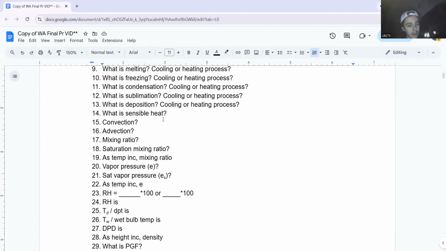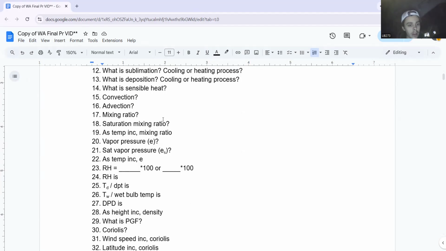What is sensible heat? Heat that we can feel and measure by the touch. What is convection? It is vertical heat or energy transfer. What is advection? Horizontal heat or energy transfer. What is mixing ratio? It is the ratio of the mass of water vapor to the mass of dry air. What is the saturation mixing ratio? The mass of water vapor to the mass of saturated air.